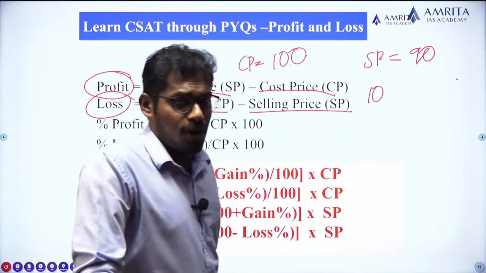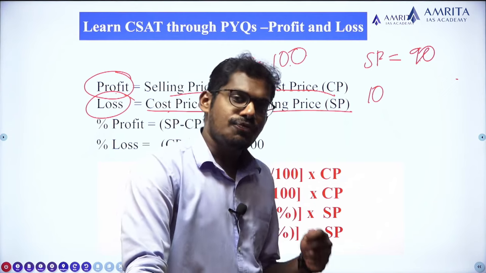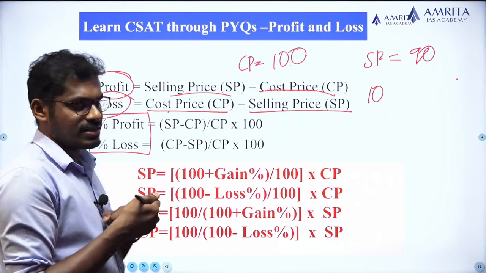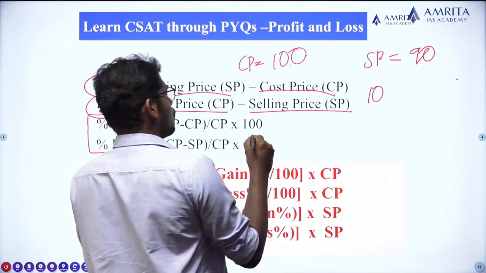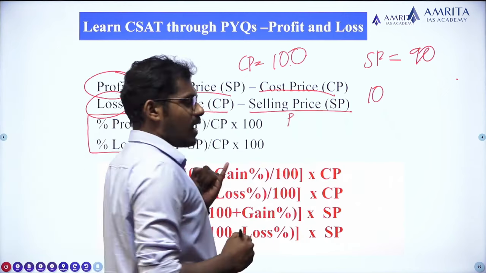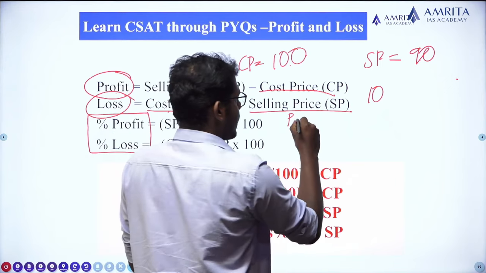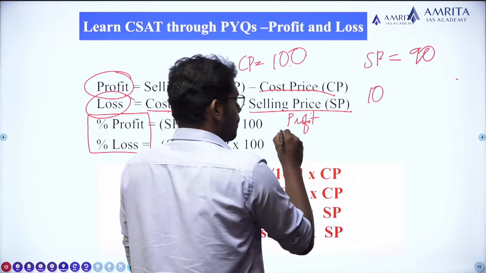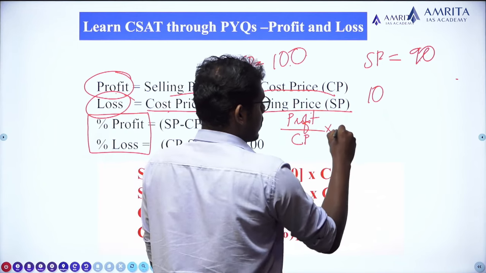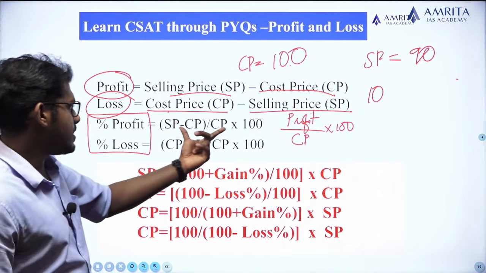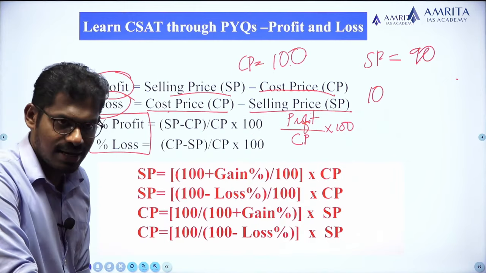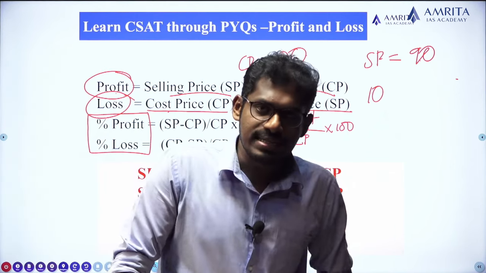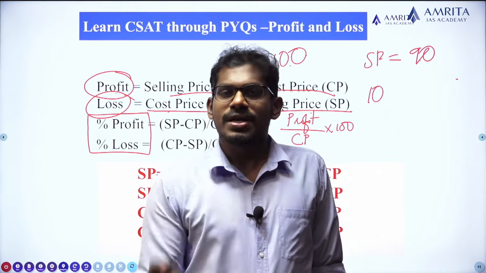We have to find the profit percentage. If you have to find the profit percentage as well as the loss percentage, you have to do just one thing. If it is asked about the profit percentage, then the idea will be profit divided by cost price into 100. This profit is the selling price minus cost price, right? Exactly. So if you are asked to find the profit percentage, you have to do just one thing.